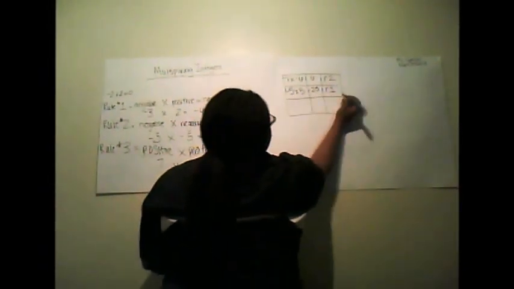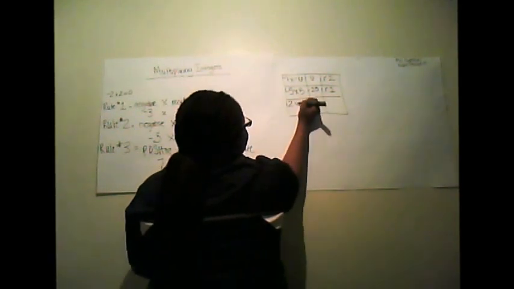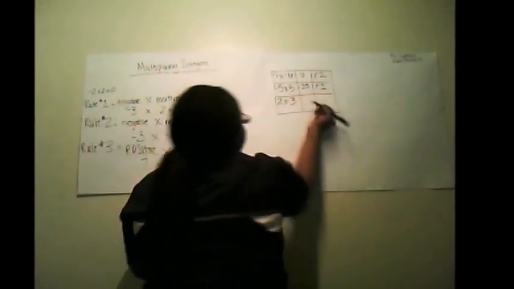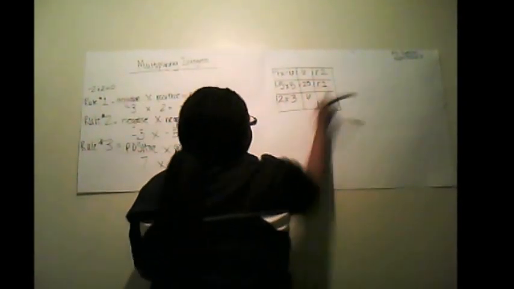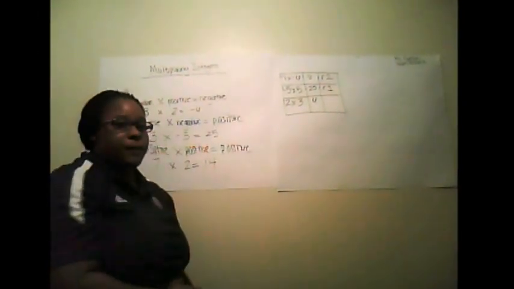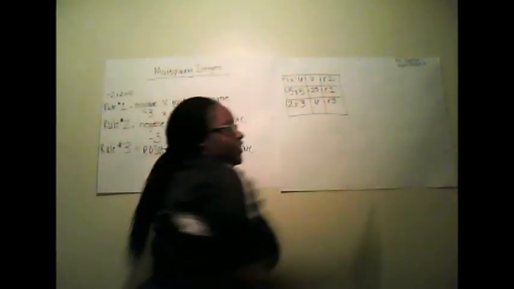One last problem. We're going to try +2 times +3. 6. Very good. And what rule is being applied to this problem? Rule number 3. Very good.